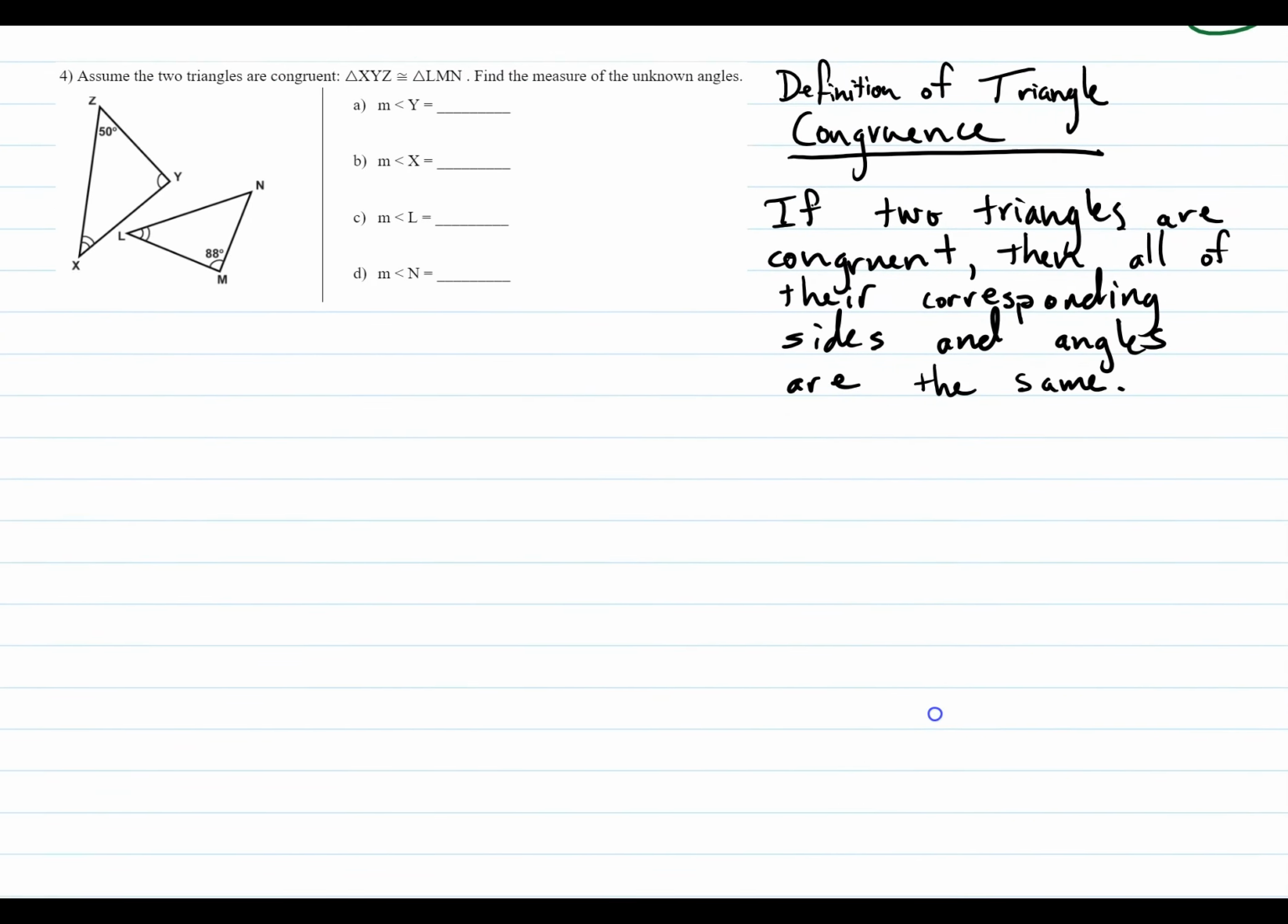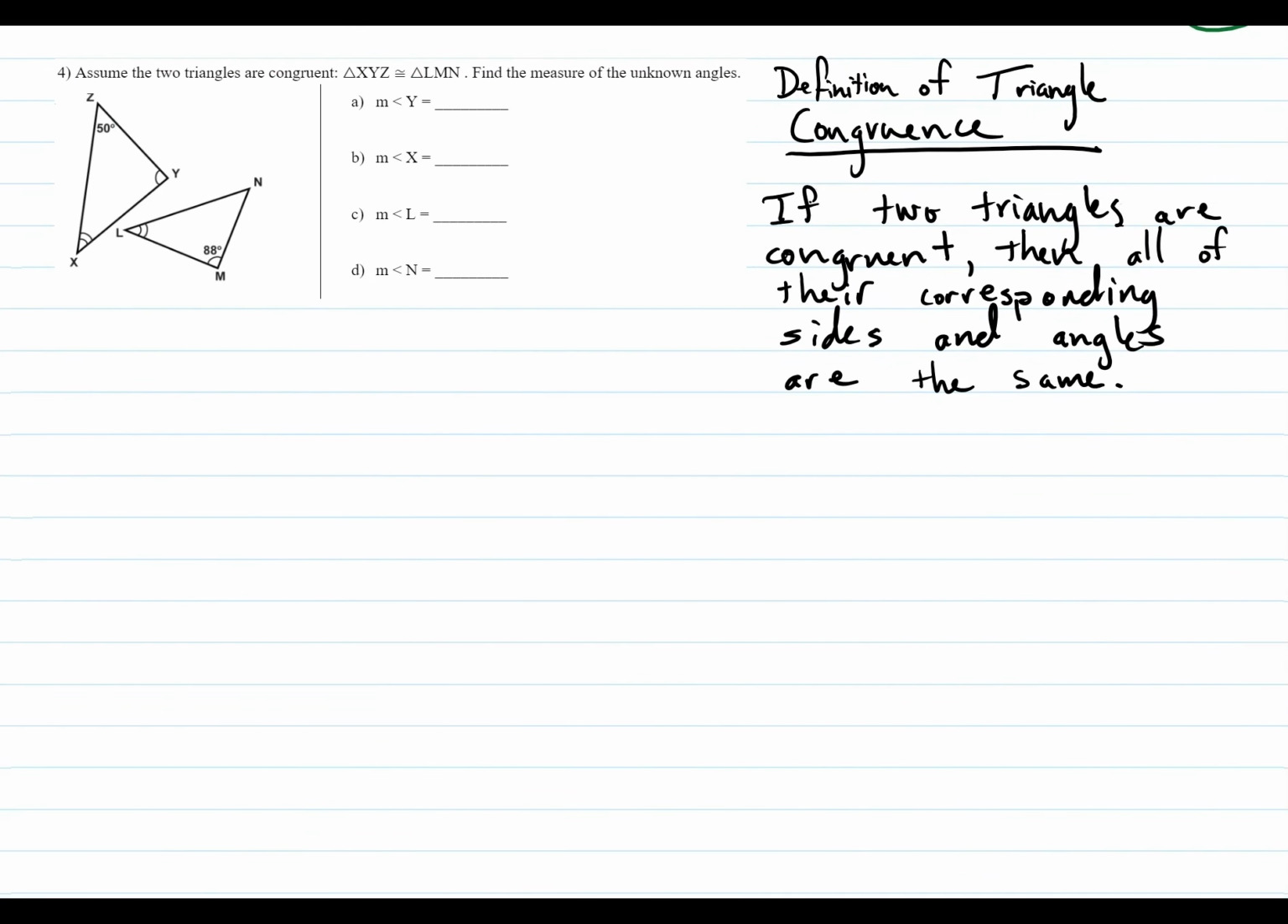Problem 4. Assume the two triangles are congruent. Triangle XYZ is congruent to triangle LMN. Here's our congruent statement. Find the measure of the unknown angles. Let's take a quick look at the definition of triangle congruence. If two triangles are congruent, what does that mean? That means that all of their corresponding sides and angles are the same. And the word corresponding, if you don't know what that means, means matching.